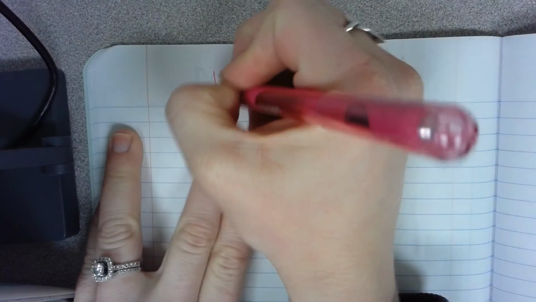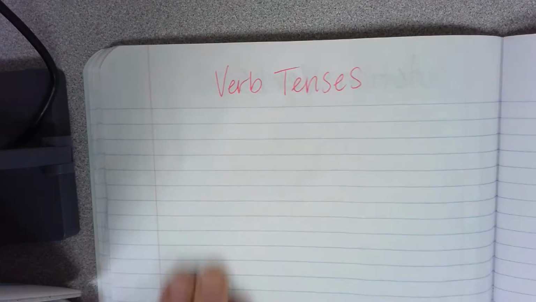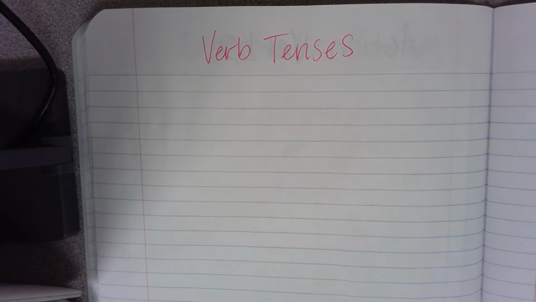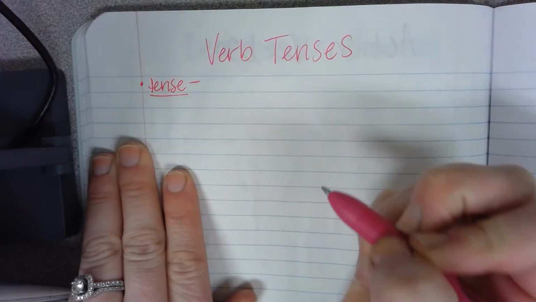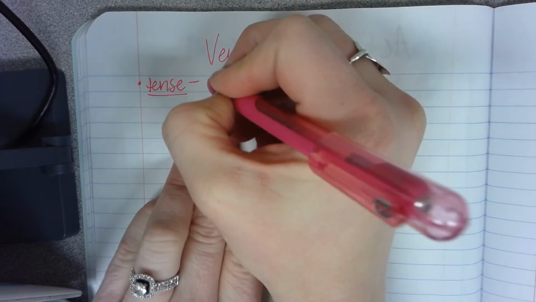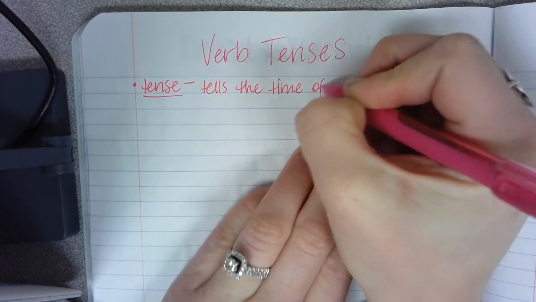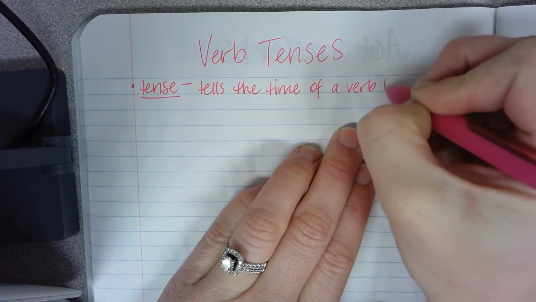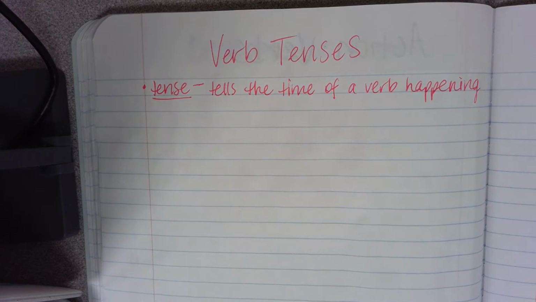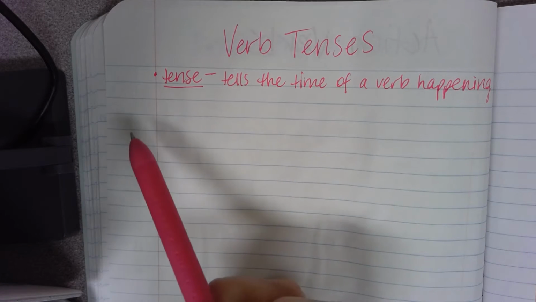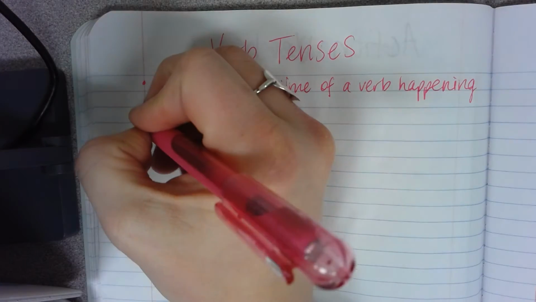All right, so verb tenses is our title. We do not have any foldables in our packet for this, so we just have some notes we're taking today. So please follow along. All right, tense, just the basic word. Definition: tells the time of a verb happening. Okay, so whatever word is in front of the word tense tells you when, or the exact time, of that verb happening.